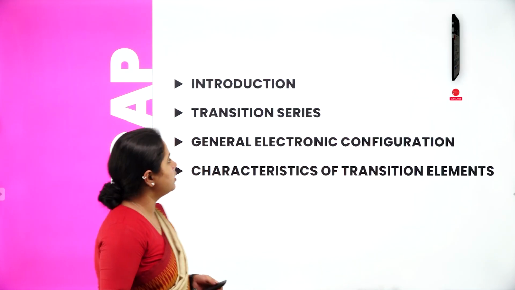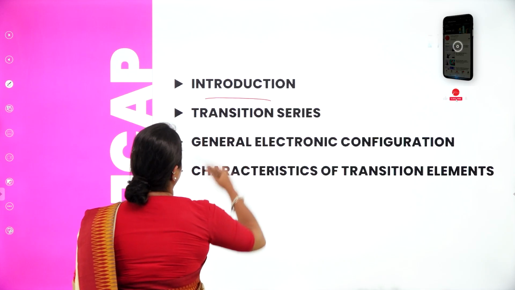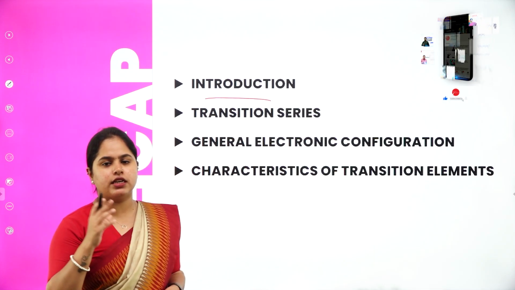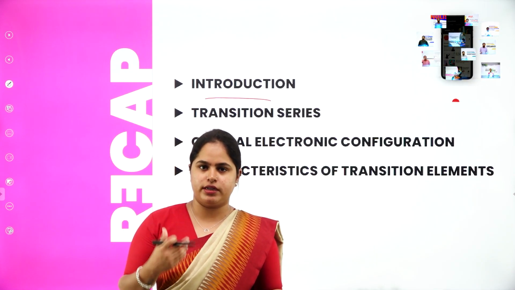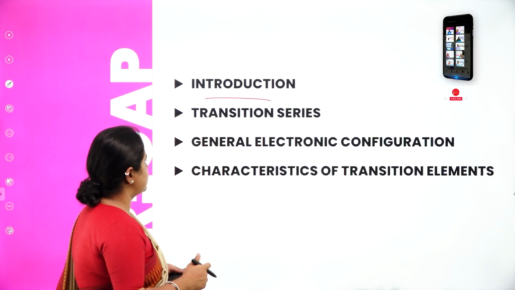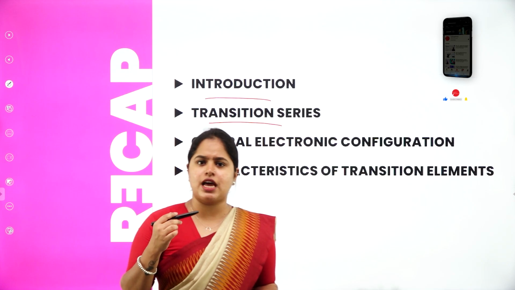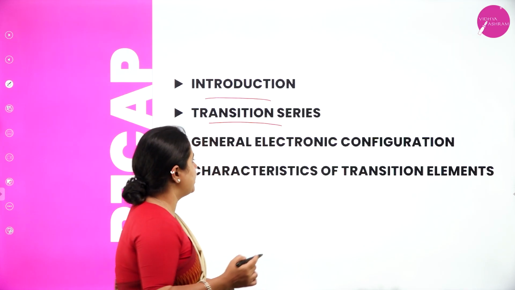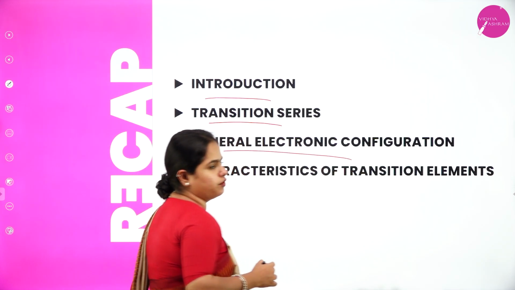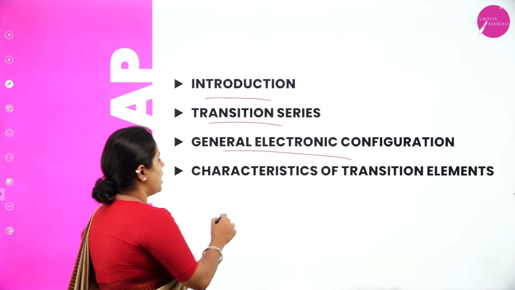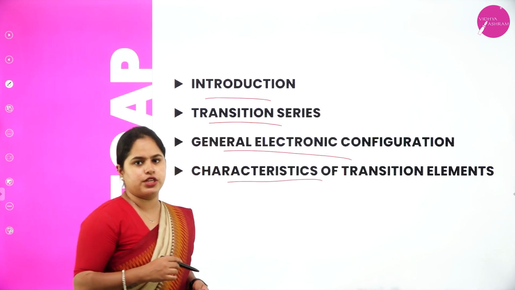So in the last session, we studied what d and f block elements are, right? Where they are positioned in the modern periodic table, as well as the transition series. What is the difference between transition series and d block elements, and then the general electronic configuration of d and f block elements, as well as the characteristics of transition elements.